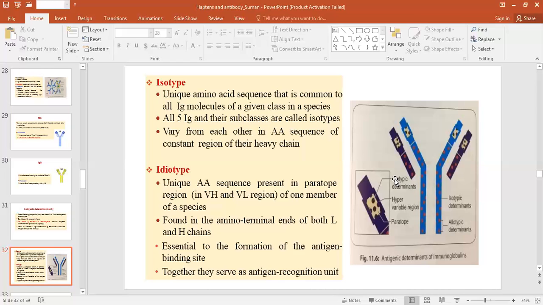The next one is idiotype. Again, it is the unique amino acid sequence present in the paratope region, the antigen binding site, in the variable heavy chain as well as the variable light chain region of one member of a species. It is found in the amino terminal end, which is closer to the antigen binding site, of both the light chain and the heavy chain. They function together and serve as the antigen binding site as well as the antigen recognition site.